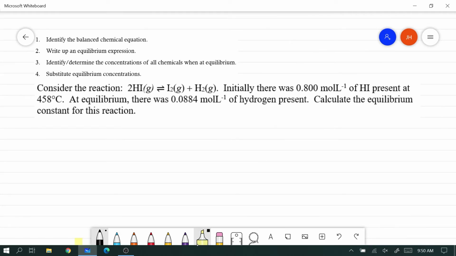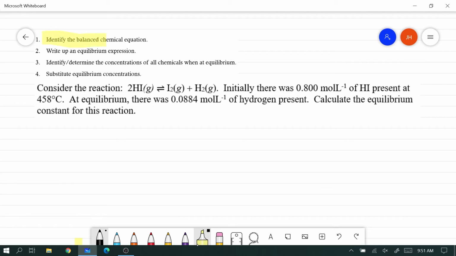So in this question, what's going to be a little bit different is we have not been given all of the equilibrium concentrations, or we're not able to find all of the equilibrium concentrations with the data that we've been given. What we actually need to look at is how the concentrations of our reactants and products are changing from the beginning of the process to the end when equilibrium is reached.